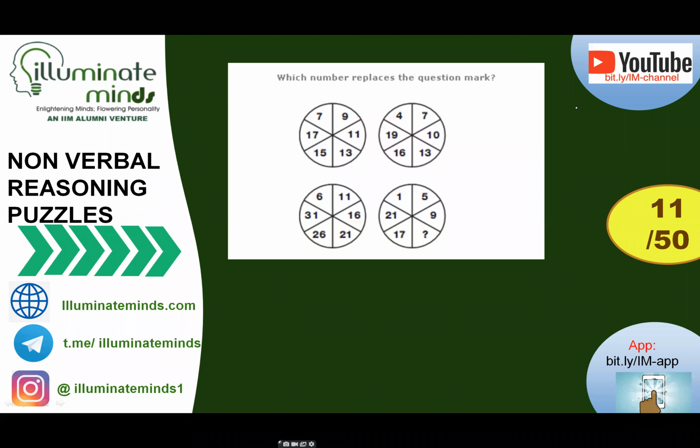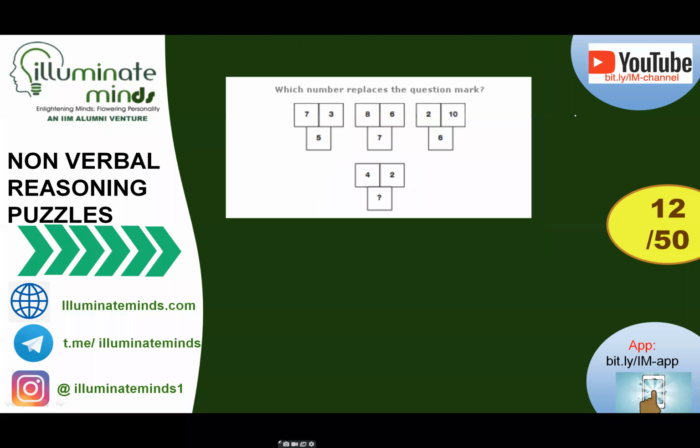So let's move to the next one. Question number 12. Which number replaces the question mark? 7 plus 3, 10, by 2, 5. 8 plus 6, 14, by 2, 7. 2 plus 10, 12, by 2, 6. 4 plus 2 by 2 is equal to 3. So it's nothing but the average. The bottom number is the average of the upper two numbers. Is this okay, guys?